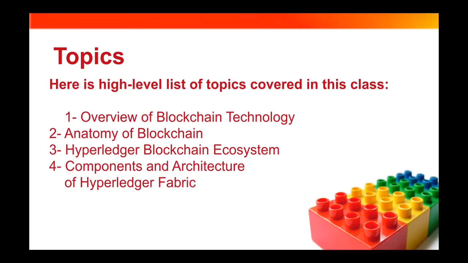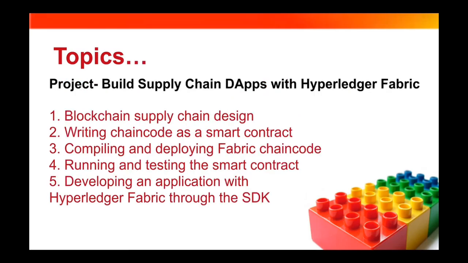In this course, we are going to discuss the high level topics. Those are the overview of the blockchain technology, anatomy of the blockchain technology, Hyperledger blockchain ecosystem. Then we are going to have a deep dive into one of the Hyperledger ecosystem member, which is Hyperledger Fabric. And we are going to learn all about the components of Hyperledger Fabric and the architecture of Hyperledger Fabric.